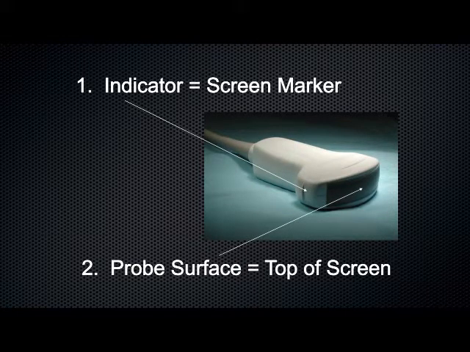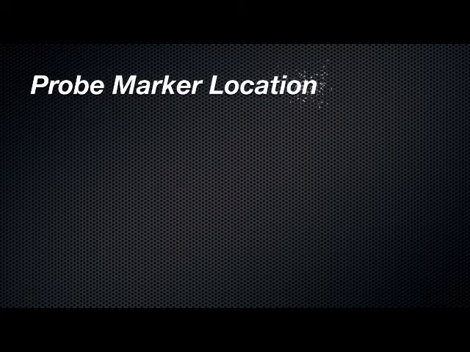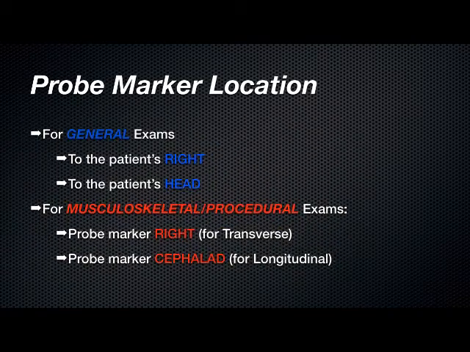This is, again, an image of the ultrasound probe itself with the indicator mark there, and then the surface of the probe is actually what touches the patient. As far as which way you're going to orient yourself when you're doing ultrasounds, in your general abdominal exams, your probe marker is going to be either towards the patient's right for transverse views of things or towards the patient's head for longitudinal views of things. For musculoskeletal imaging, it's basically the same thing.